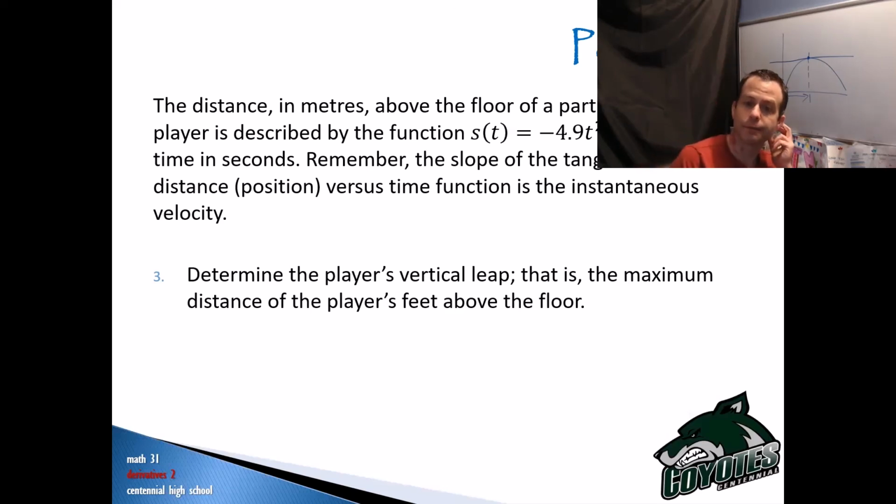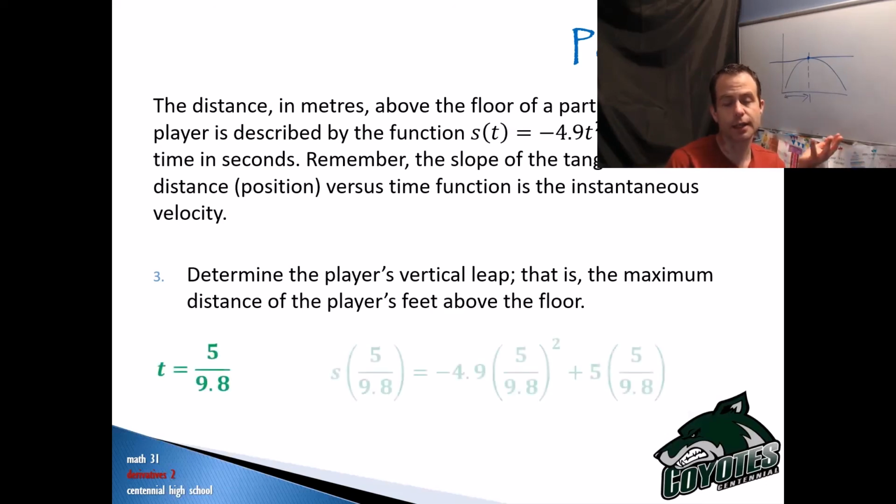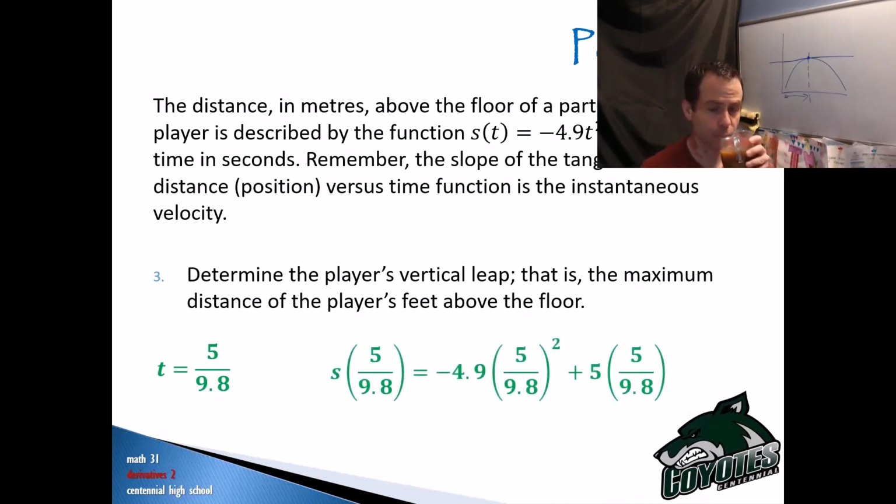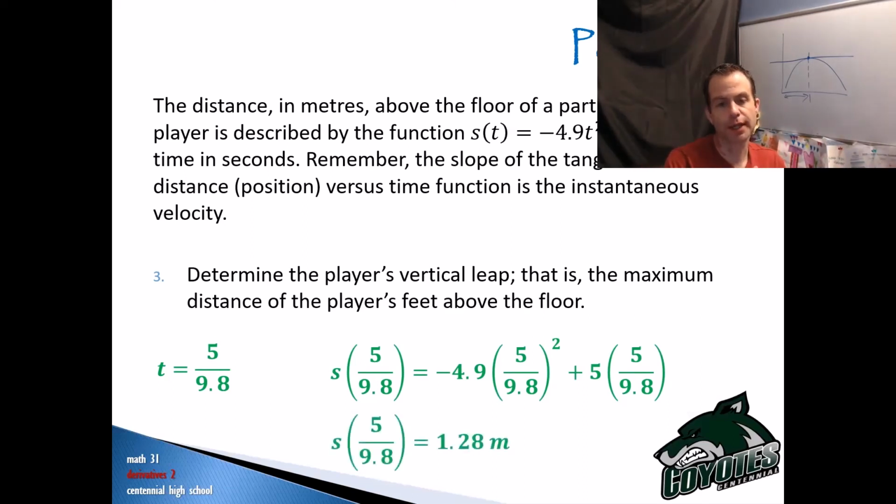So determine the player's vertical leap. Well, I already know the time frame at the max. So if I know the time frame at the max, I just plug that in to my original position function. And that's going to give me 1.28 meters. Okay, so the maximum distance of the player's feet above the floor is 1.28 meters.